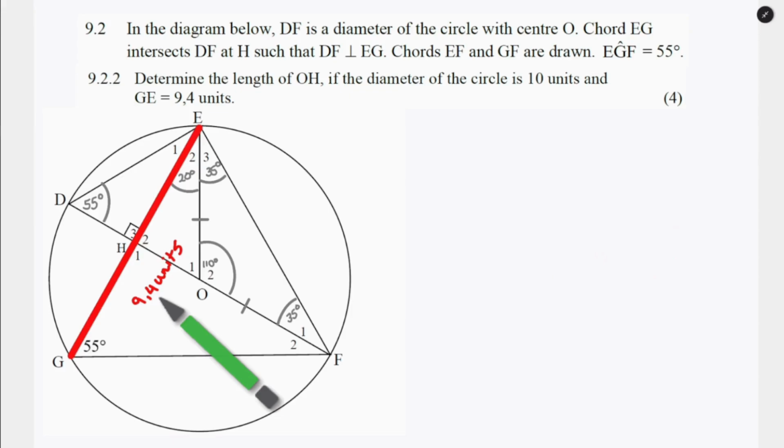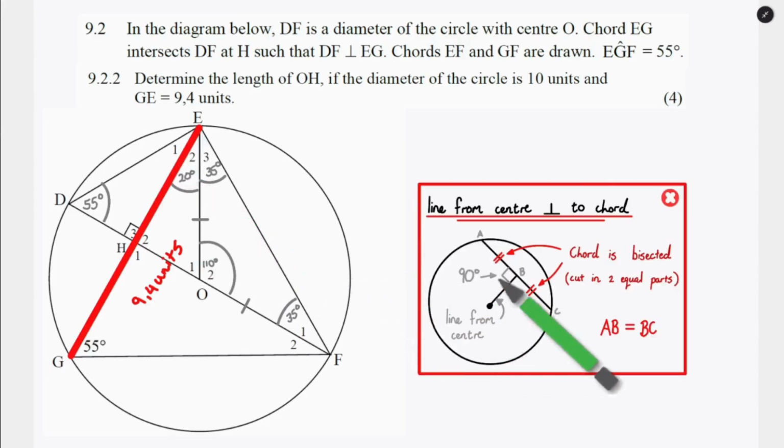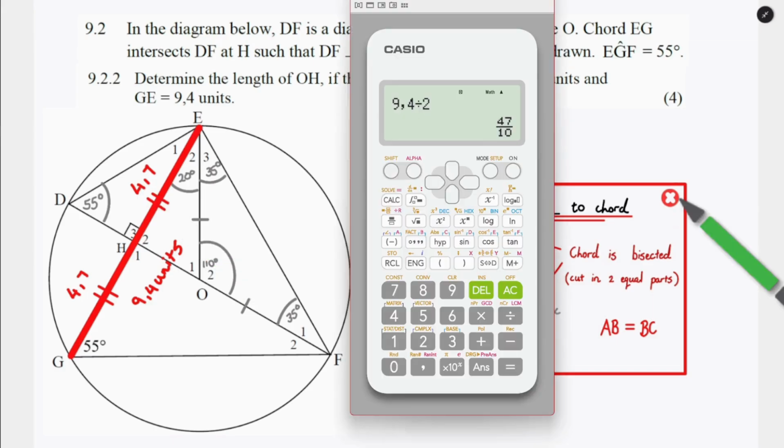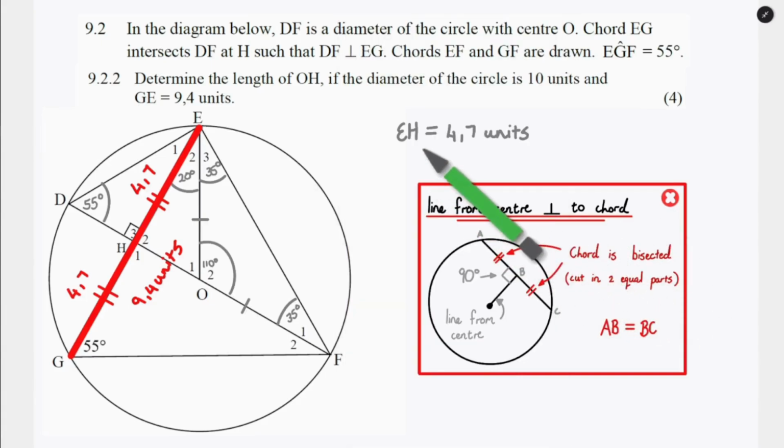And I can see one of my circle theorems, line from the center that is perpendicular to this red chord. And that theorem states that your chord is bisected. It's going to be cut in 2 equal parts, which means this chord over here is chop, chop, cut in 2 equal parts. And just to show you where that 4.7 came from, you just take that 9.4 divided by 2 and you get the 4.7. So that's how we got EH to be 4.7 units.